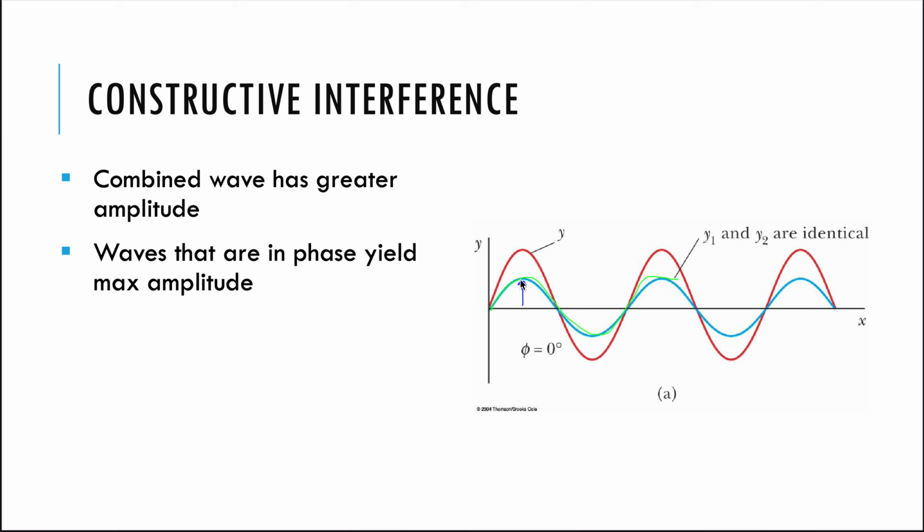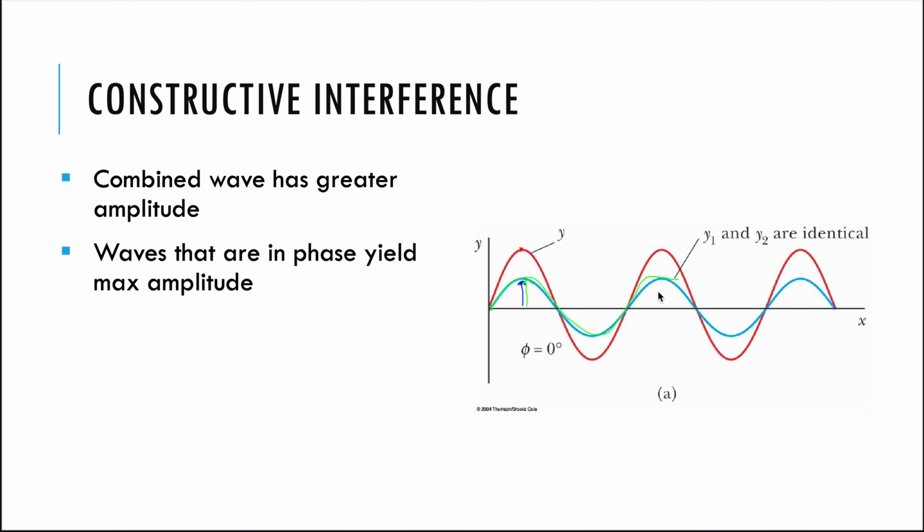So at this position, both the blue wave and the green wave have displacements that go up. So when they interfere, they're going to interfere constructively, and the combined wave will have a greater amplitude. As you can see, the red one here is the combination of the two.